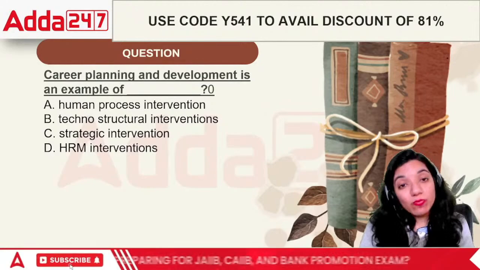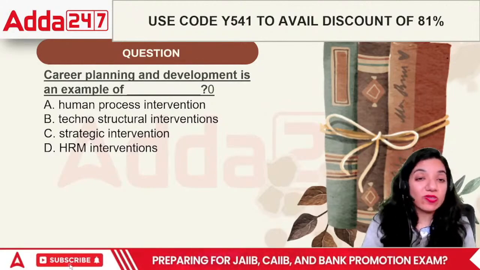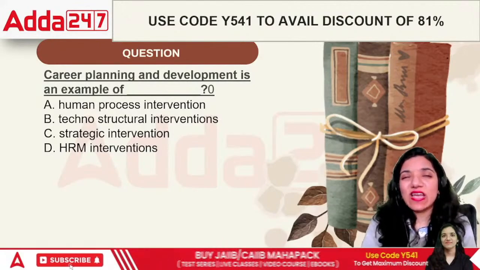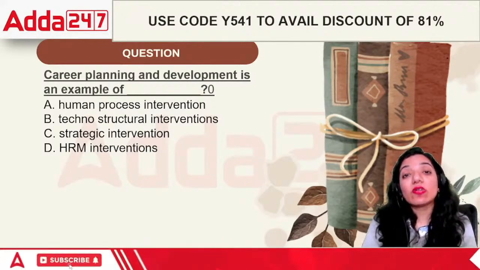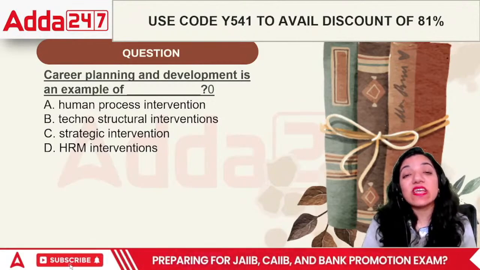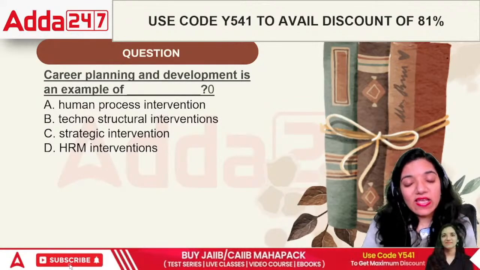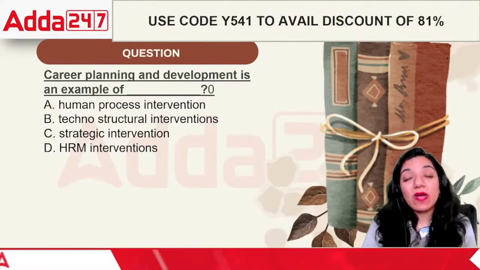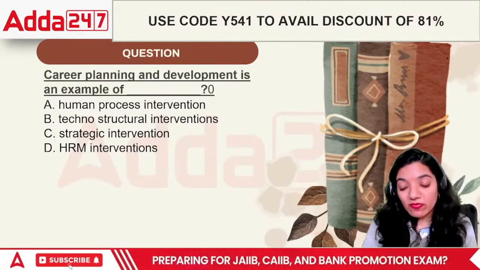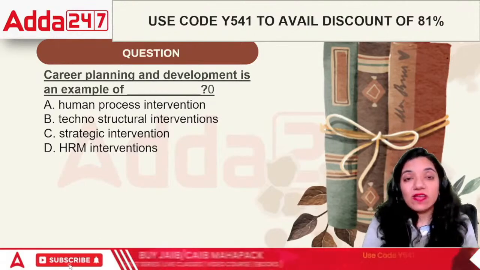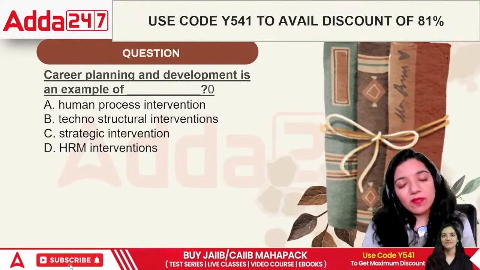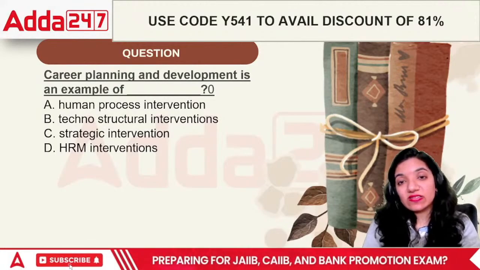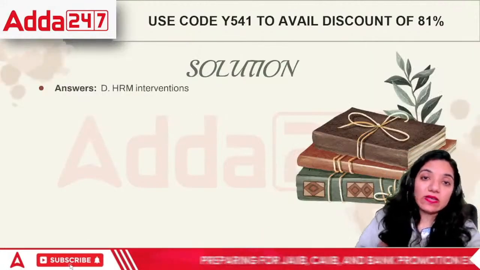It's not a human process, and it's not a techno-structural process either. Strategic would be mergers, acquisitions, and all those techniques where the organization is trying to grow further. And the last one is HRM intervention. Under this, the HR intervenes and specifies by what time these people are looking forward to what kind of growth. Career development as well as career planning would vary from person to person. So in this case, the correct answer would be HRM intervention.